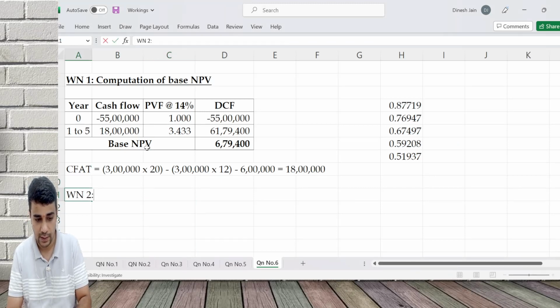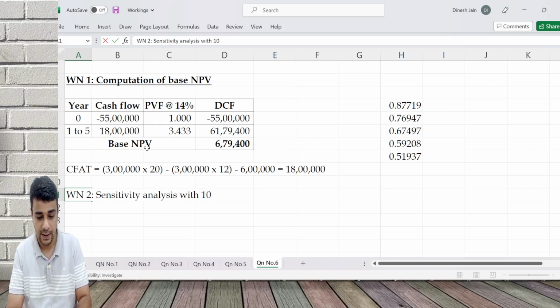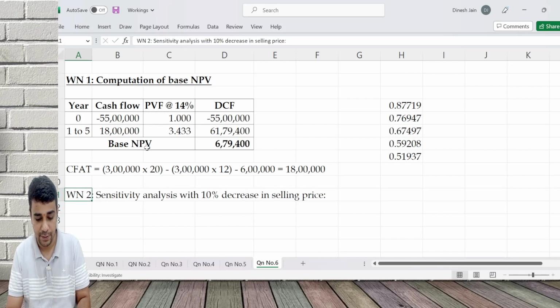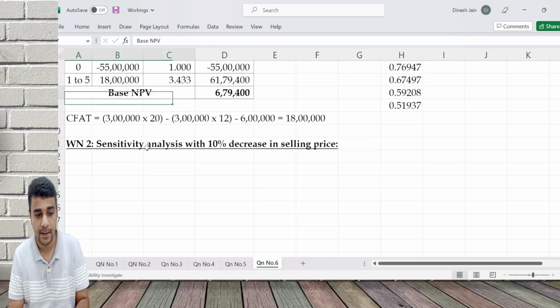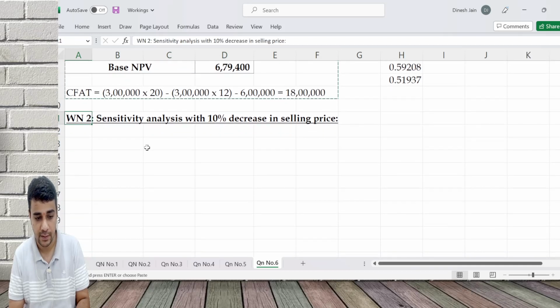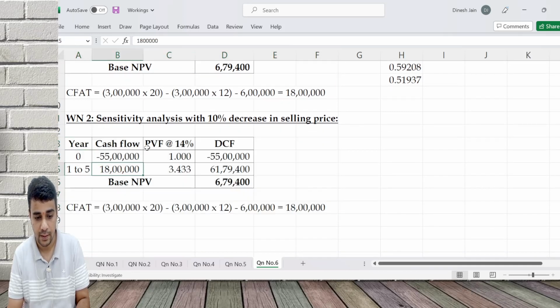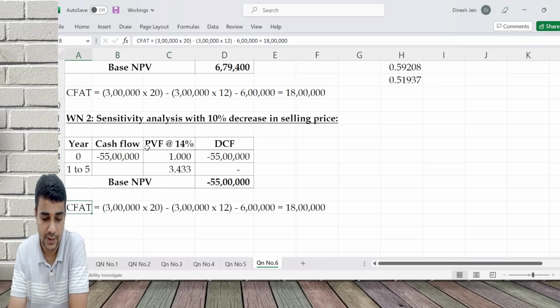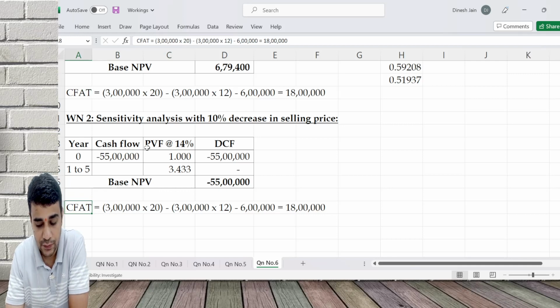Working note 2: sensitivity analysis with a 10% decrease in selling price. Same thing, but the CFAT number is going to change. Year, cash flow, PVF, DCF. Year 0, negative 55 lakhs.